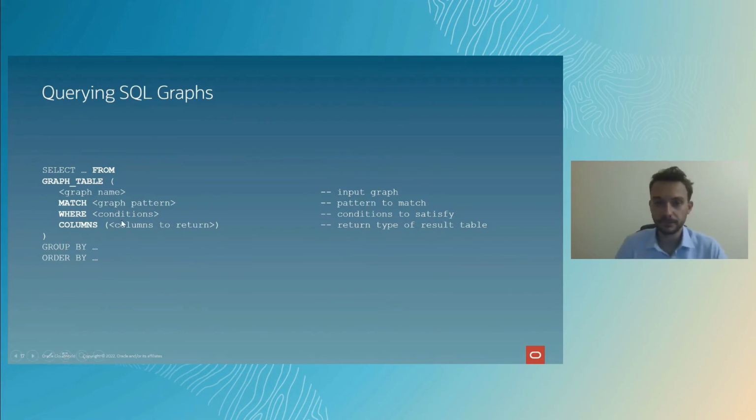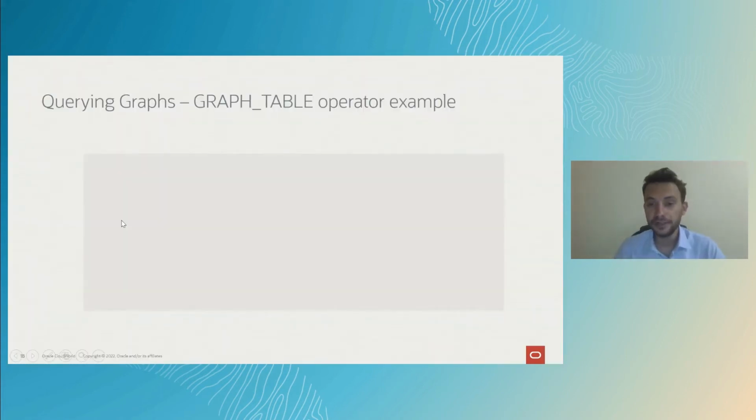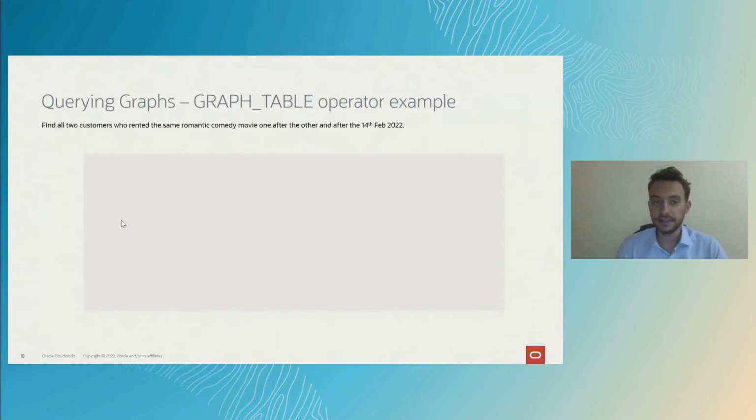Okay, so in order to understand how this operator works, let's see a simple example. We will use the previous schema we have introduced to answer the following query. We want to find all two customers who rented the same romantic comedy movie, one after the other, and after a certain date, which is 14th of February. So in order to answer this query, one will write the following query.